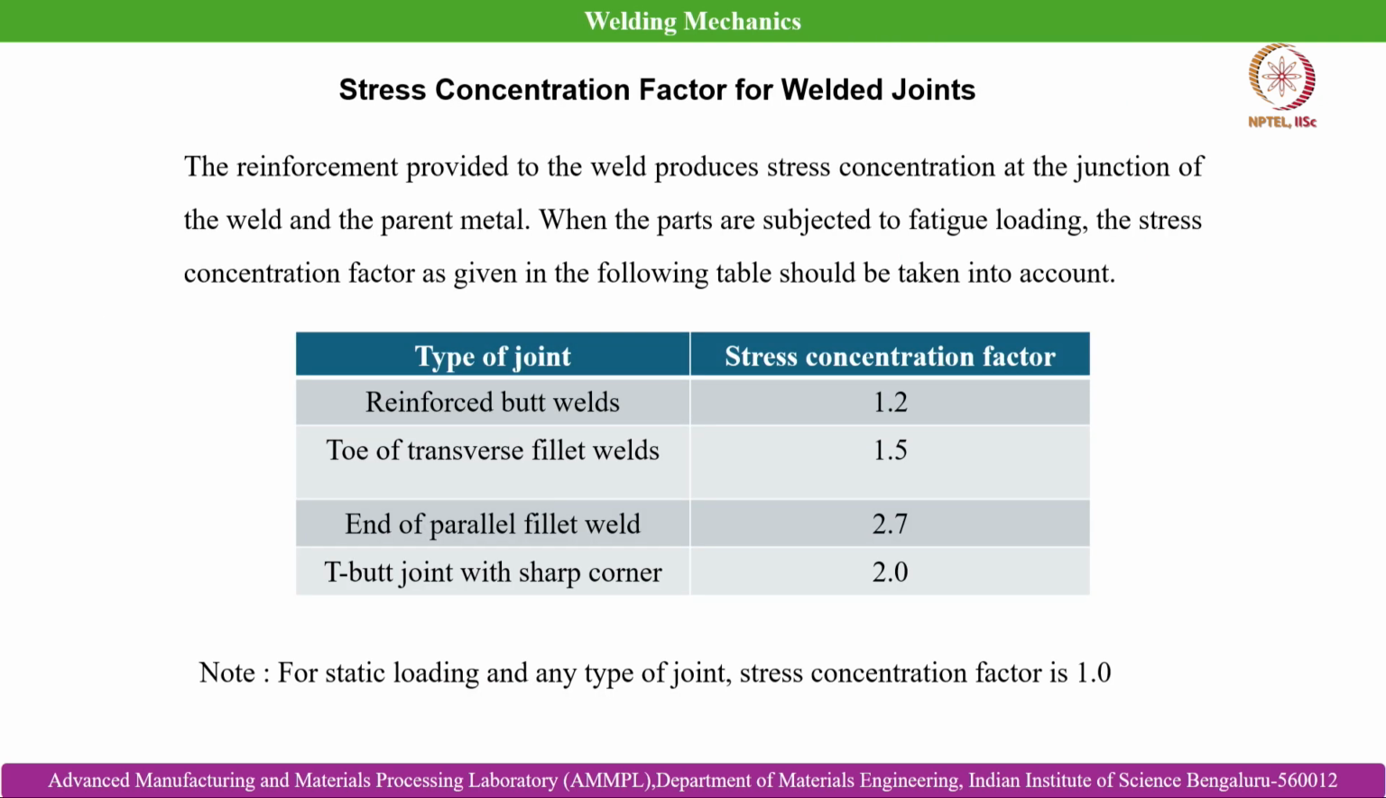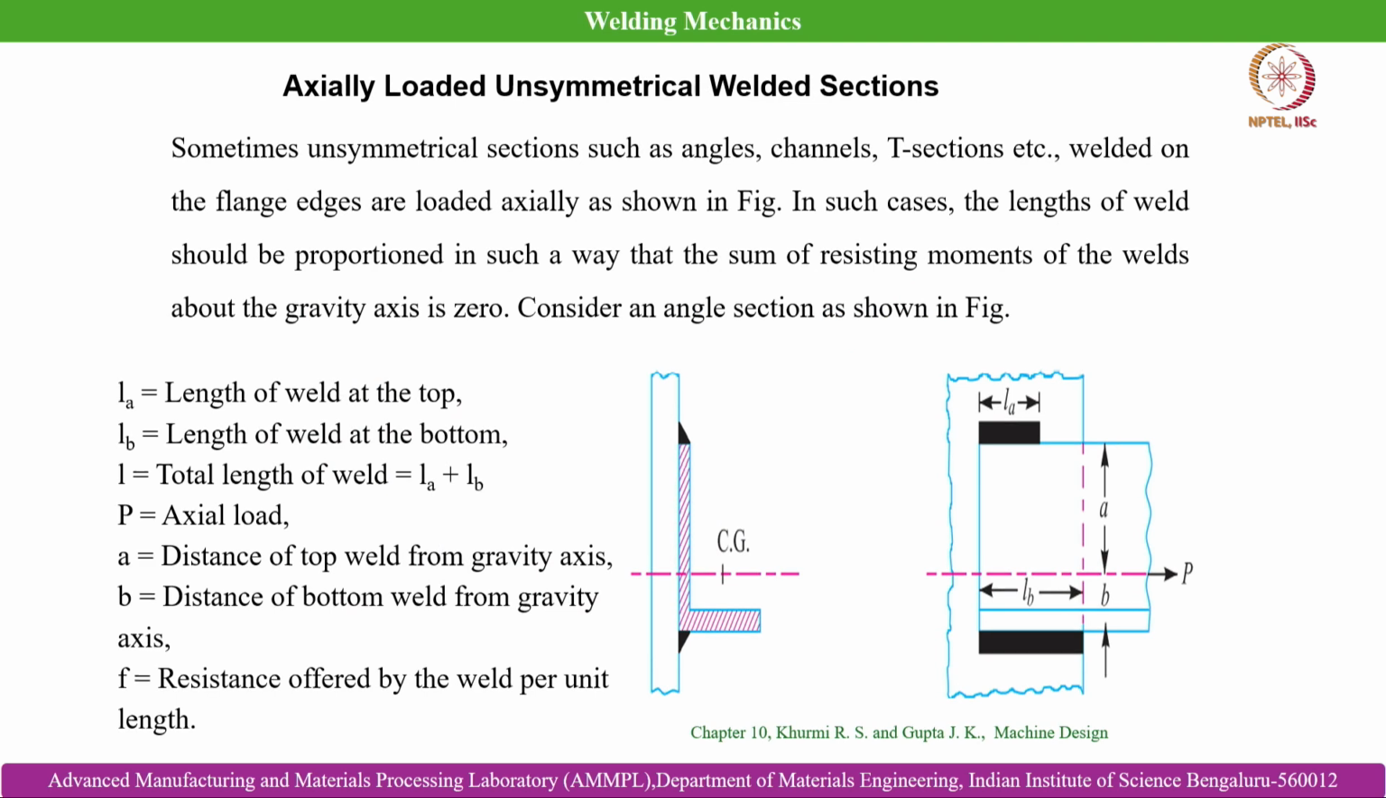So, the stress concentration factors for welded joints. The reinforcements provided to the weld produce stress concentration at the junction of the weld and the parent metal when the parts are subjected to fatigue loading. The stress concentration factors for different joint configurations, like reinforced butt welds or end of parallel fillet weld, are evaluated. These are empirical values for different weld joint architectures. For any static loading and any type of joint, the stress concentration factor is 1. These different stress concentration factors are only applicable when the joint is subjected to fatigue loading and not in case of tensile loading.